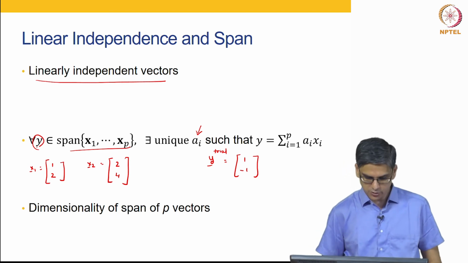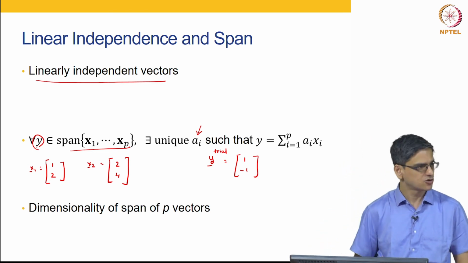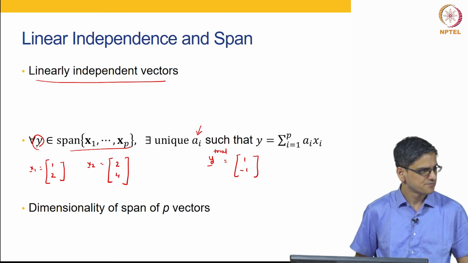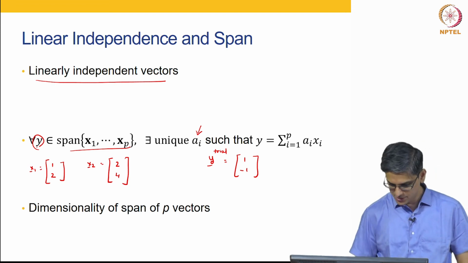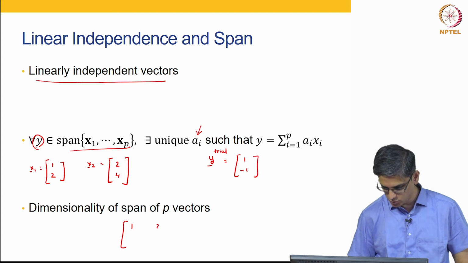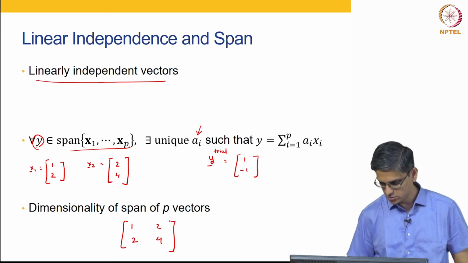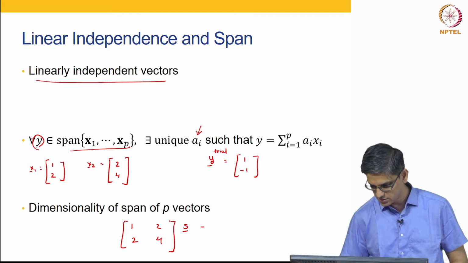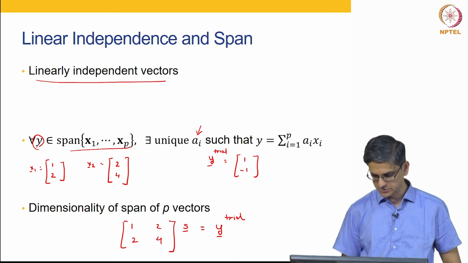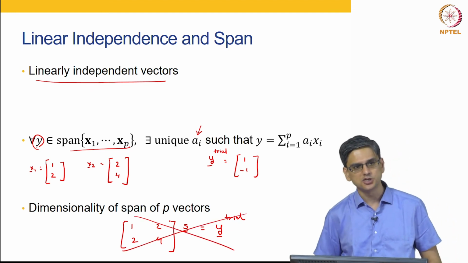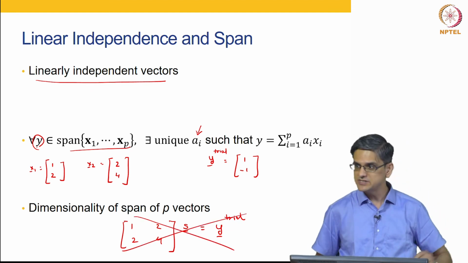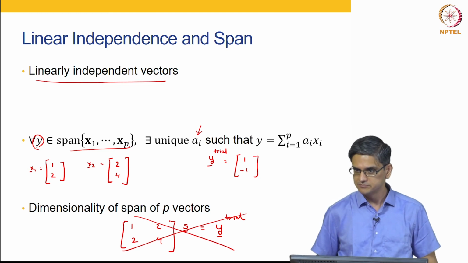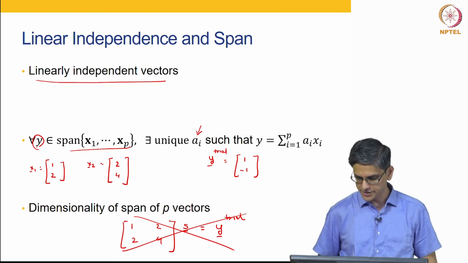There is no way you can represent this as a linear combination of these two vectors. Why? Because if you have [1, 2; 2, 4] multiplied by, let us say, the solution vector S bar equal to y bar trial, this does not have a solution. Remember, that is what we started off with. Okay.